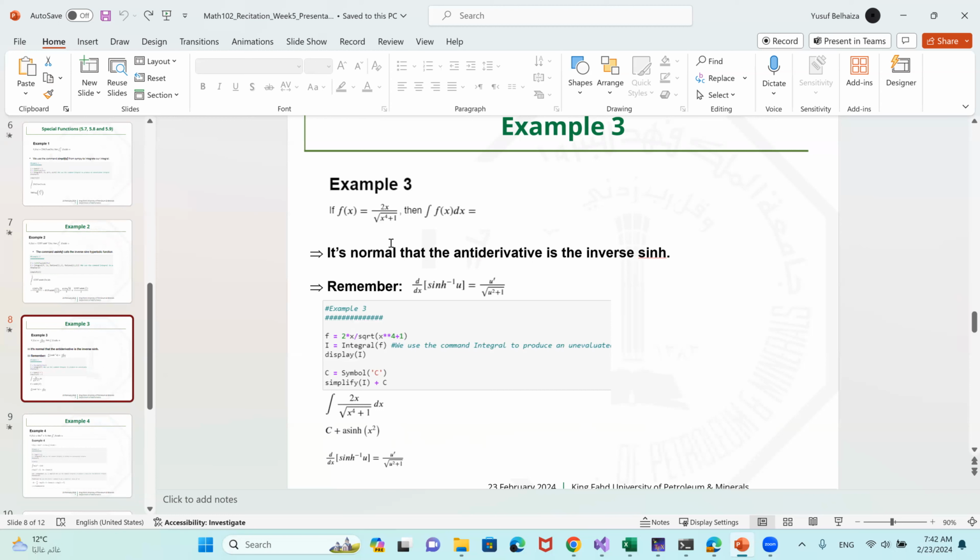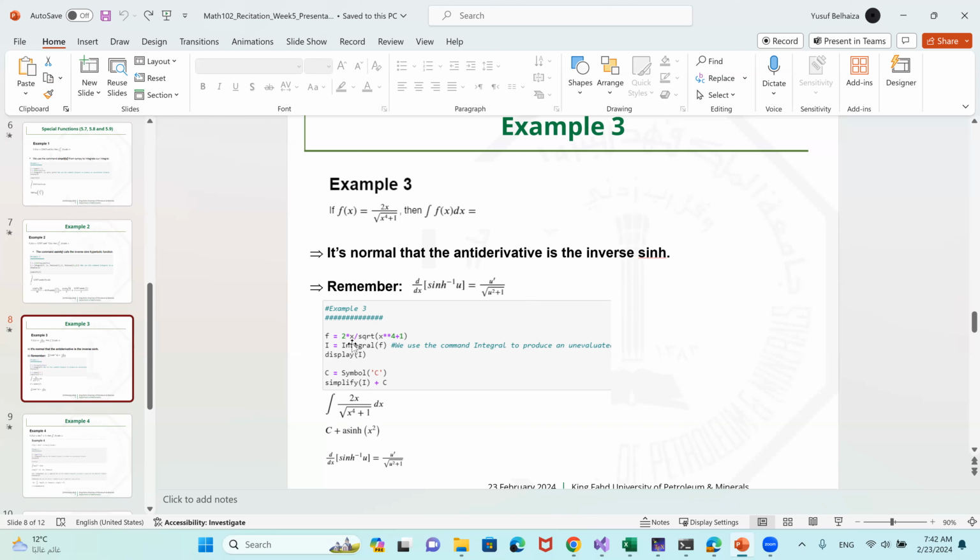And here we have f of x, which is 2x over the square root of x to the power 4 plus 1. And we'd like to just find the antiderivative of this function. And it's going to be normal to have the antiderivative containing the inverse of sine hyperbolic, because we know that the derivative of the sine hyperbolic inverse of u, by the chain rule, is u prime over square root of u squared plus 1. So the sine hyperbolic inverse of x, its derivative is 1 over square root of x squared plus 1.